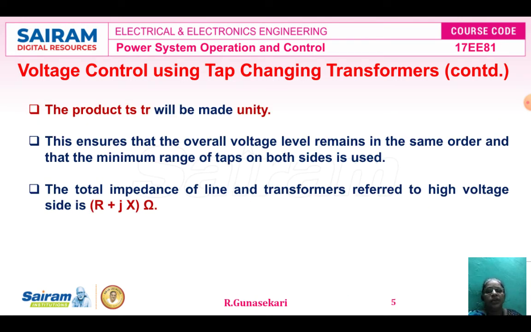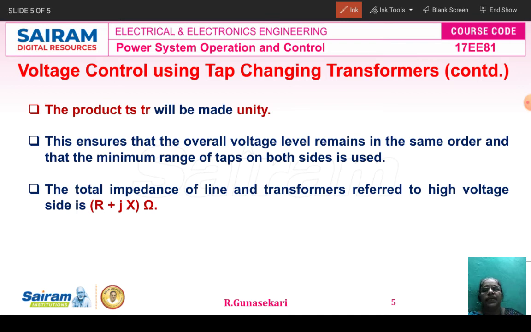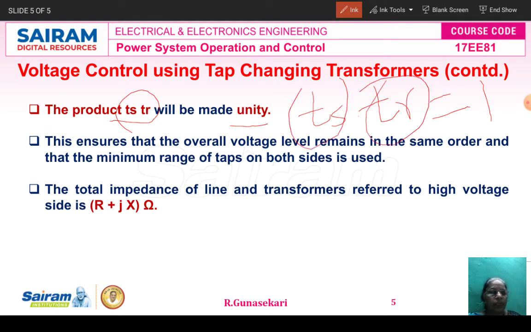Now you see, the product of TS into TR is made unity. That means TS multiplied by TR is equal to 1. Once again I repeat, TS and TR are nothing but the ratios of the nominal voltages at the sending end and receiving end respectively. So the overall voltage level remains in the same order and the minimum range of the tap on both sides, that is the receiving end side as well as the sending end side, is used.